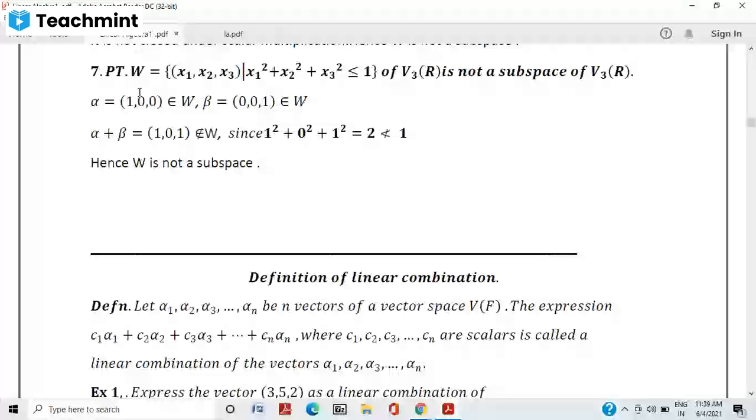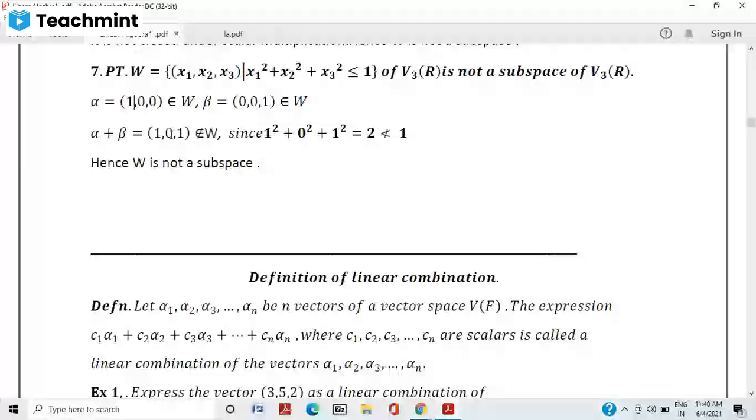Then find alpha plus beta. What do you get for alpha plus beta? 1 plus 0, 1. Again 0 plus 0, 0. 0 plus 1, 1. Now we will have to check whether this element belongs to W or not. If this element belongs to W, it should satisfy the condition x1 square plus x2 square plus x3 square less than or equal to 1.